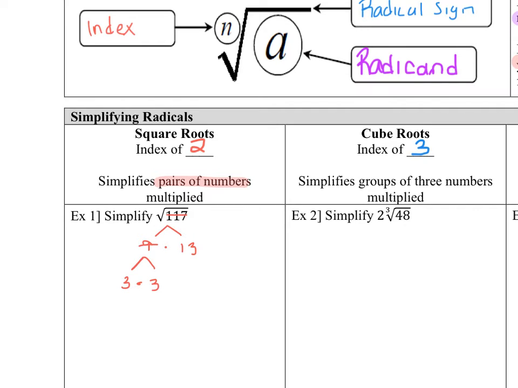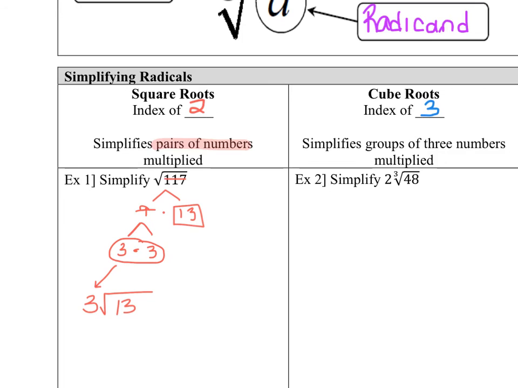Since square roots simplify pairs of numbers, these two 3's are going to be able to jump out of the square root. And here's why. 3 times 3 makes 9, and we know that the square root of 9 is 3. That's how it gets simplified out. So only one number goes out of your square root. Then you have your square root symbol, and anything left without a pair, like that 13, stays inside. So the simplified version of the square root of 117 is 3 times the square root of 13.